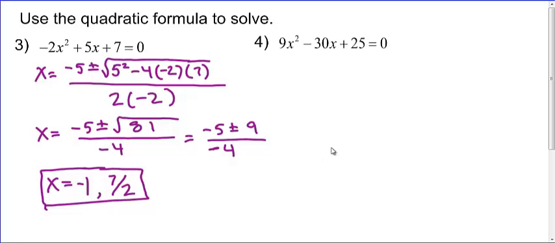Wow, that was a scary one. Almost missed my mistake. Almost. All right, here we go. Number 4. Let's do this one together as well. X equals negative b.